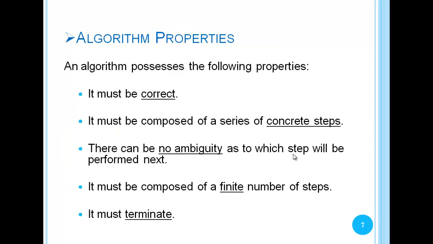Now let us see the algorithm properties. An algorithm possesses the following properties. It must be correct. It must be composed of a series of concrete steps. There can be no ambiguity as to which step will be performed next. It must be composed of a finite number of steps. And it must terminate. So here we have seen the basics of algorithms and data structures.